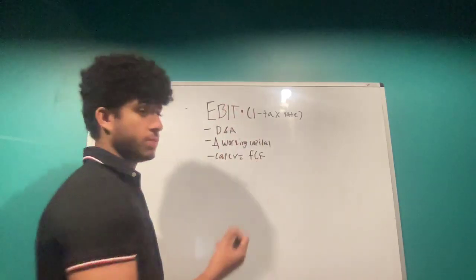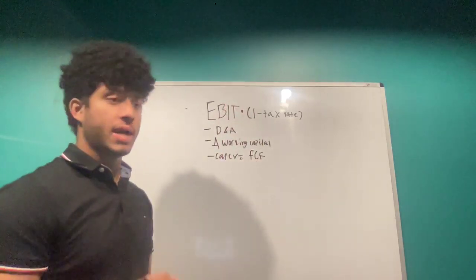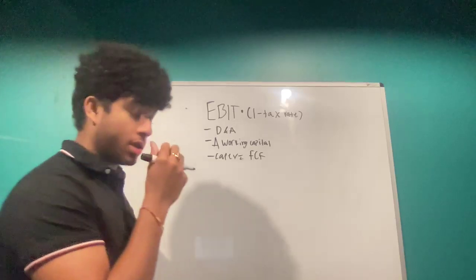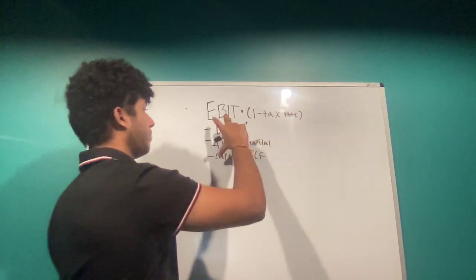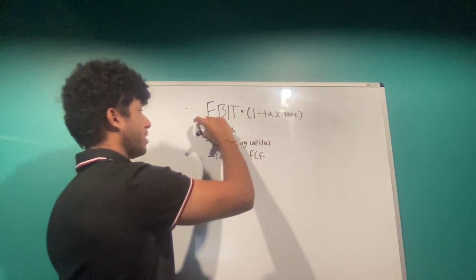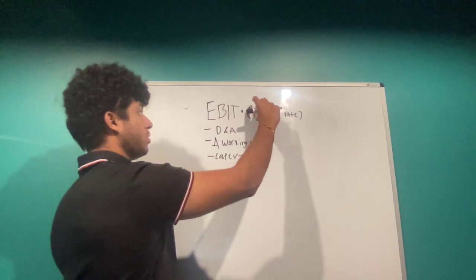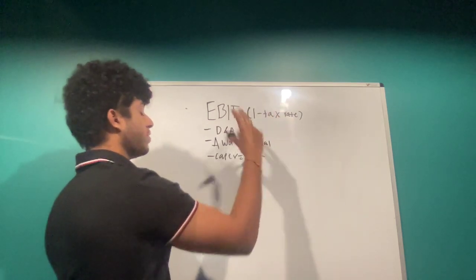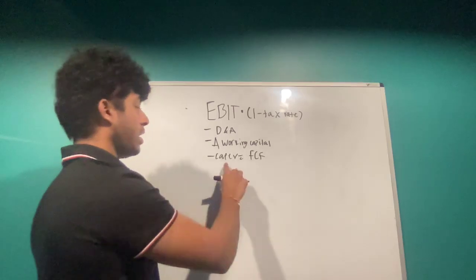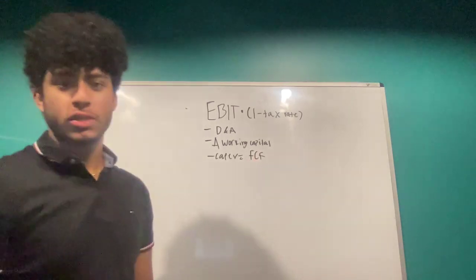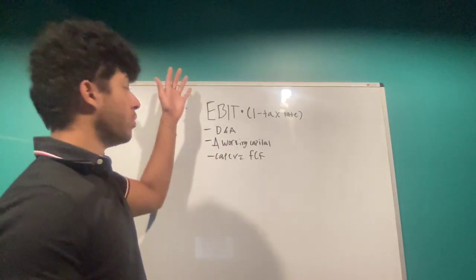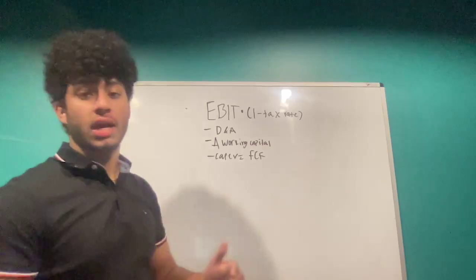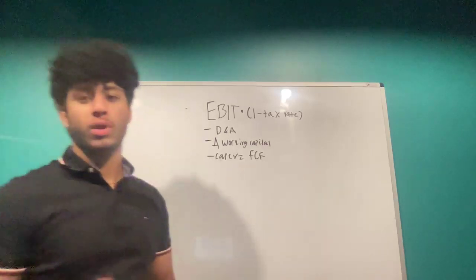EBITDA obviously would just mean earnings before interest, tax, depreciation, and amortization. So the only difference is you would just take this step out, but you would still obviously account for taxes and account for changes in net working capital and capital expenditures. So yeah, that is a general high-level overview of how you go from revenue to free cash flow, why free cash flow is important, and what exactly it means.